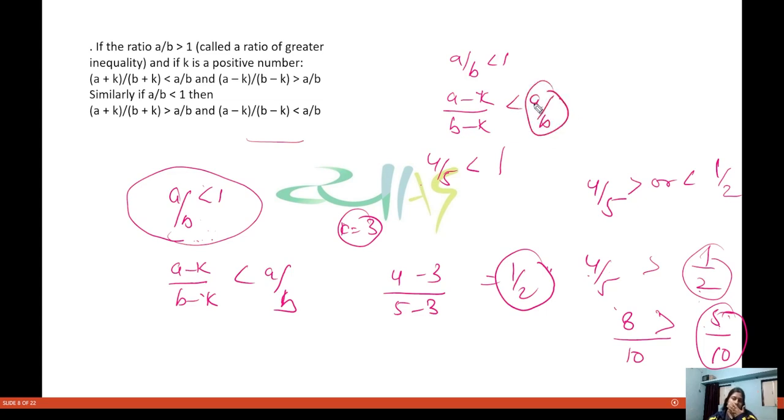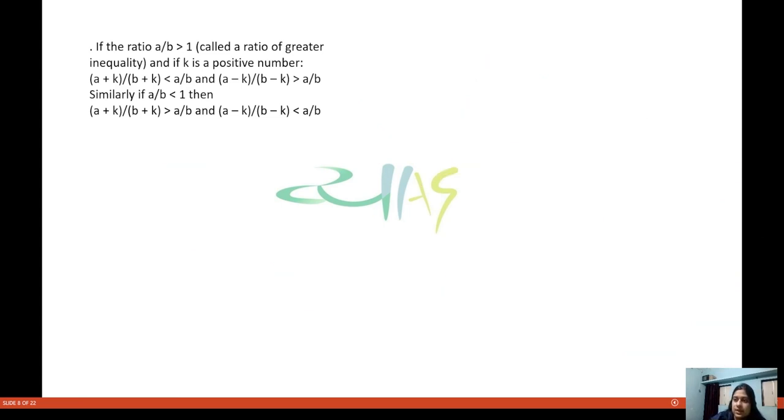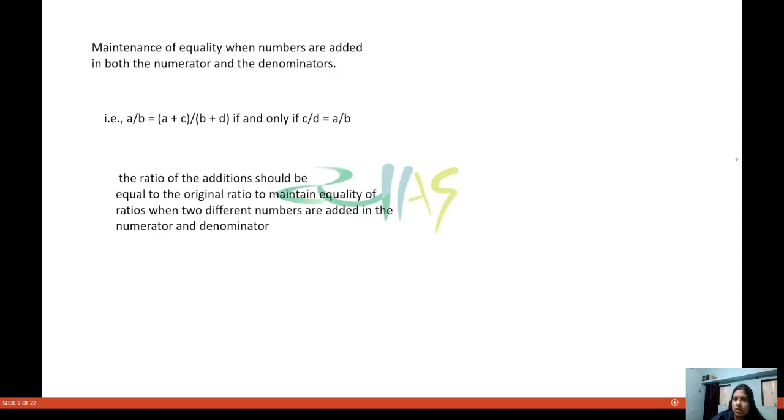So try to remember this. It can come in very handy when you are solving your problems. This will be very helpful to you. I hope you can do this. Now let's move forward. Now look at this: maintenance of equality when numbers are added in both numerator and denominator.